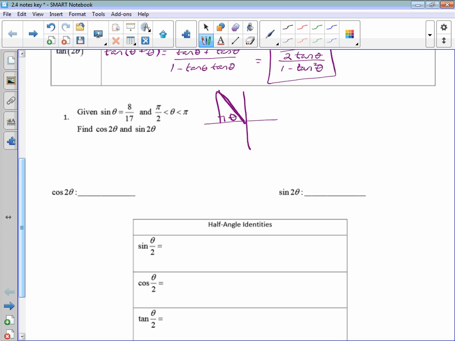Sine is 8 over 17, so that means opposite is 8, hypotenuse is 17. This is actually another common right triangle. Does anybody know what the other side is? It's 15. Would it be positive or negative? Negative.